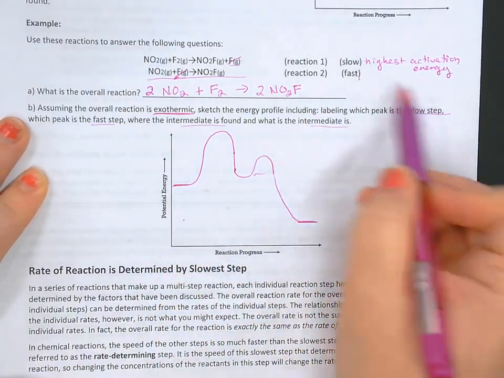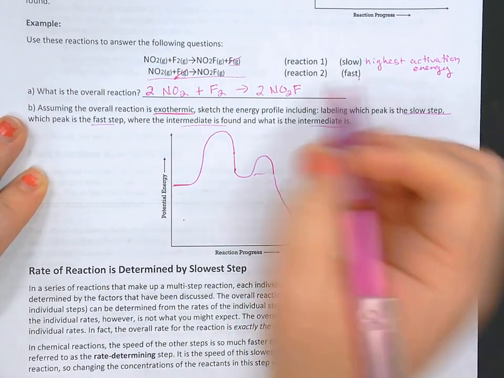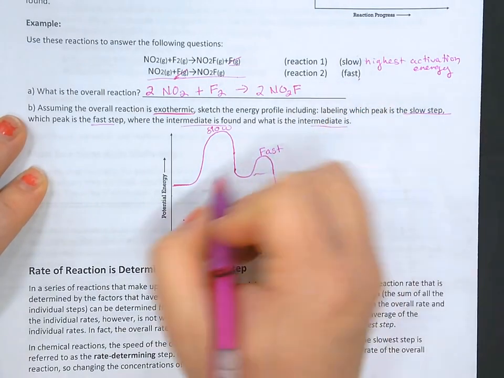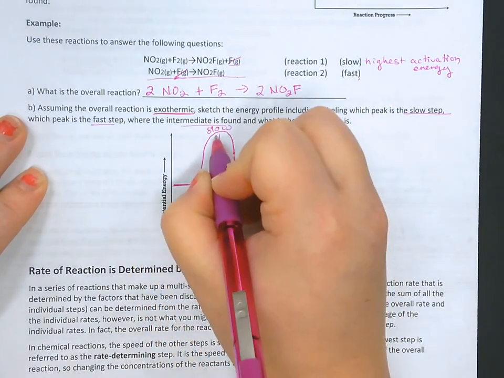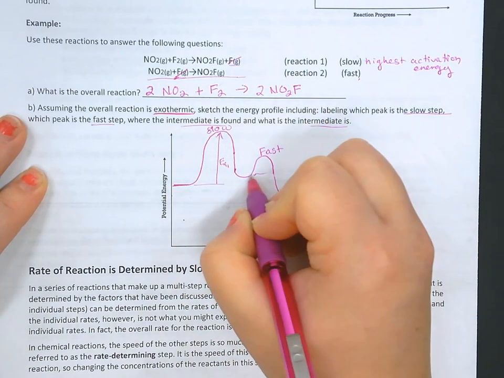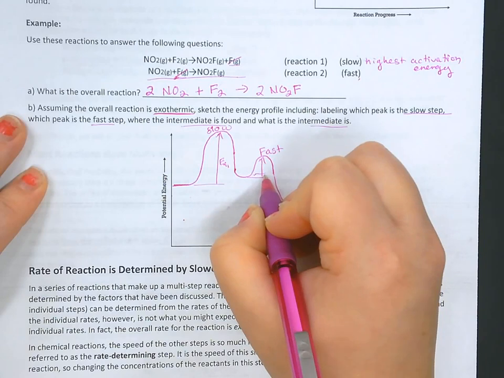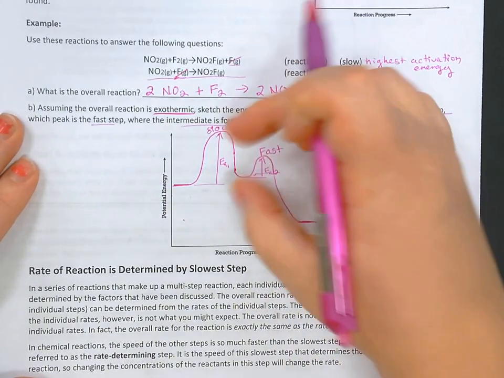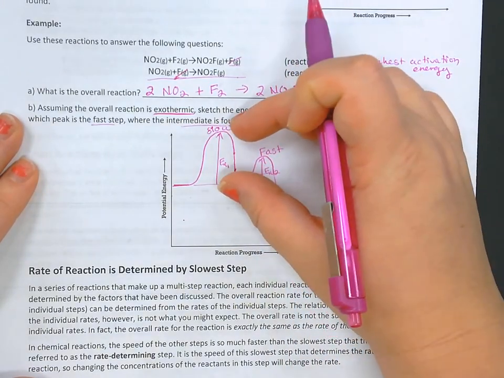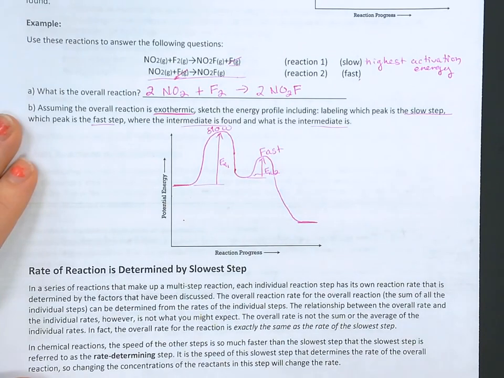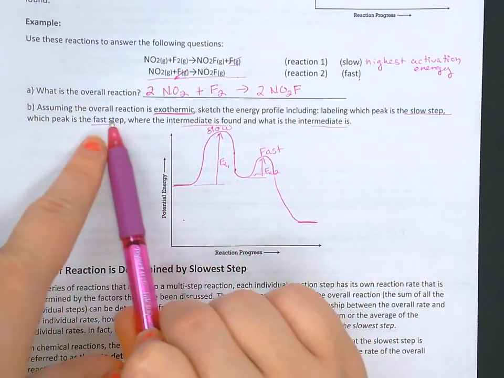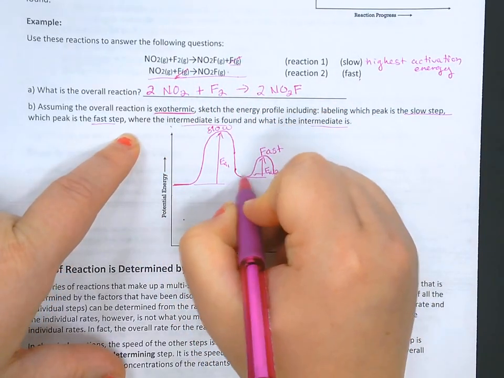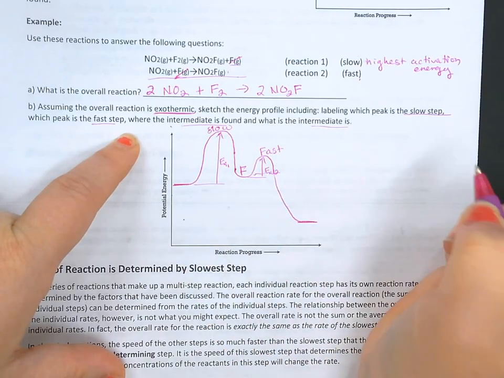So we've got our graph drawn, which we want to label which peak is the slow step. So this is slow, and this one's fast. We can tell that based on their activation energy. So this would be EA1, and this would be EA2. Okay, so the activation energy is higher, so it's going to be greater and be the slower step. And then we want to label the intermediate. So in our reaction, we found the intermediate was the F, and that appears between the two steps, so that's going to be labeled here. Okay.